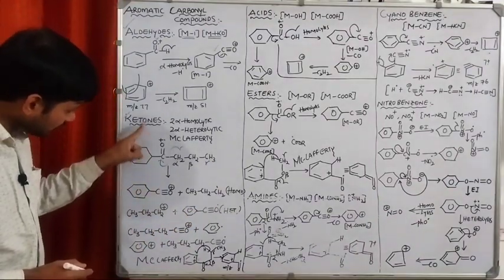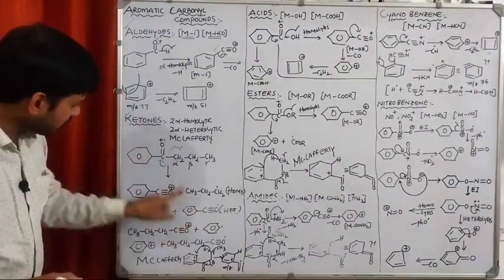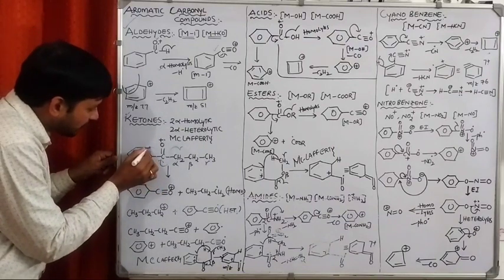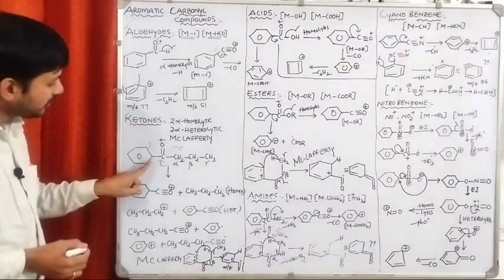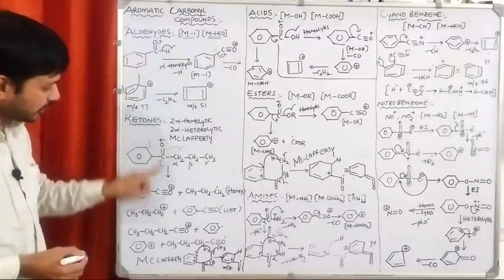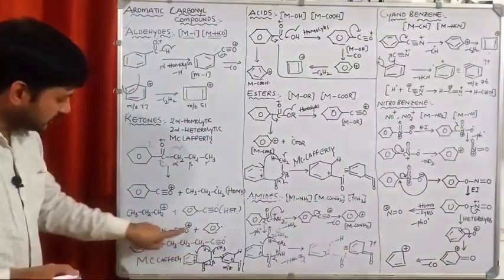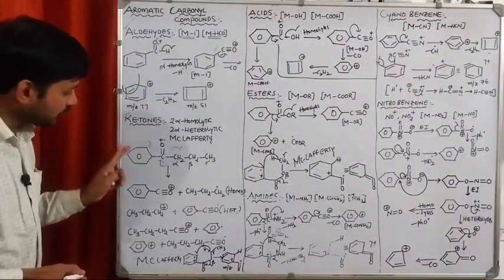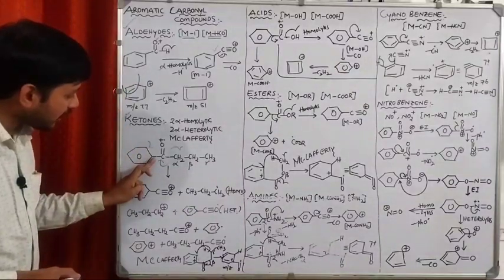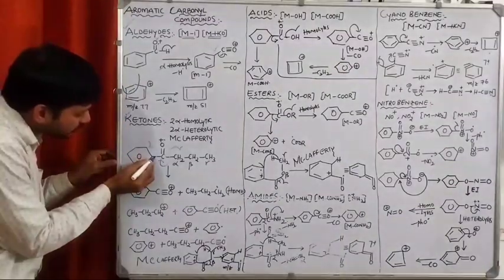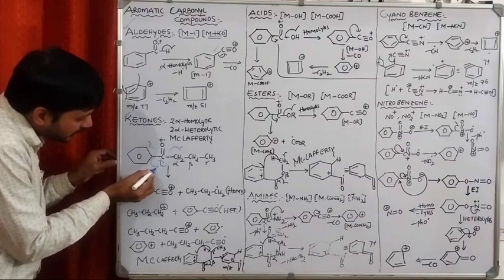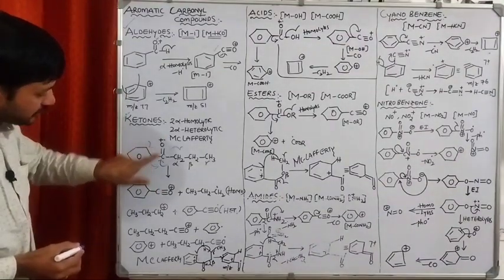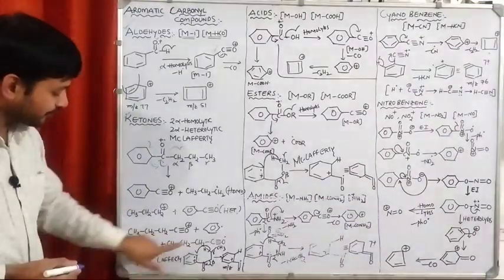Next one, if you do the alpha homolysis here, like this, what will happen? A phenyl radical and a C triple bond O plus. Suppose you do the alpha heterolysis, if this bond is subjected to heterolytic cleavage, what will happen? The phenyl ring will get the positive charge and the CO radical will be removed. Phenyl ring and this one.